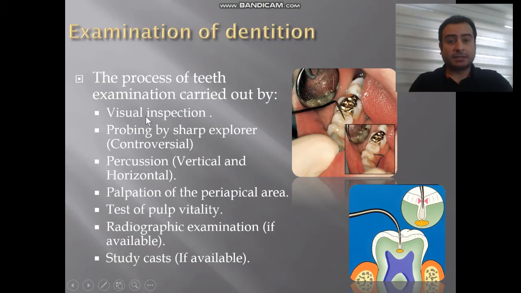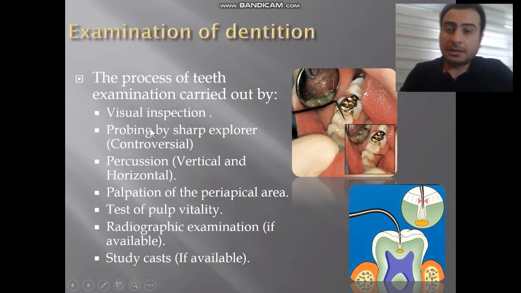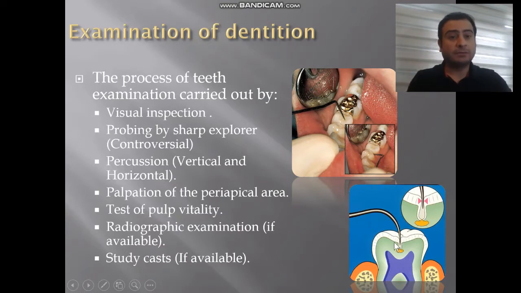In the process of the examination, we start with the visual inspection, as we said earlier. The teeth need to be dry and clean. The operator needs a good light source and a dental mirror to perform the visual inspection of the dentition. Probing can also be done with a sharp explorer. This is a controversial subject, because some might consider using a sharp probe a way to break the surface of the enamel, and this might accelerate the process of dental caries.